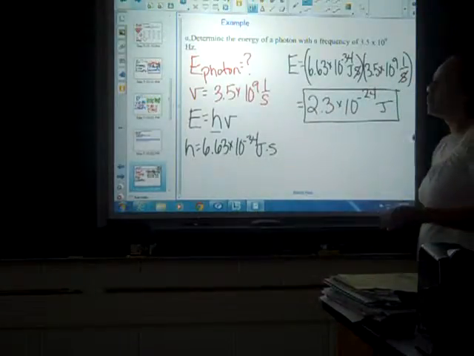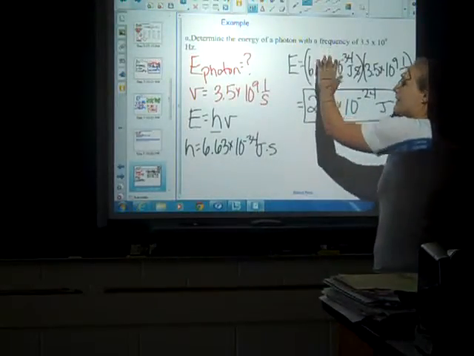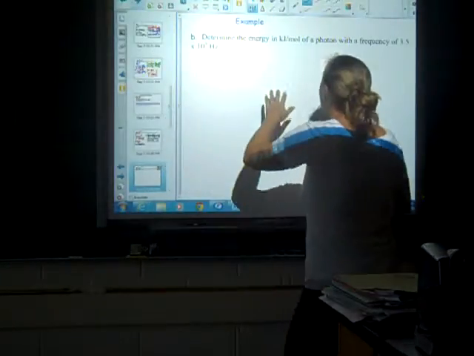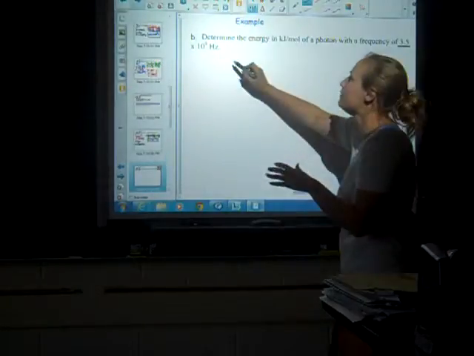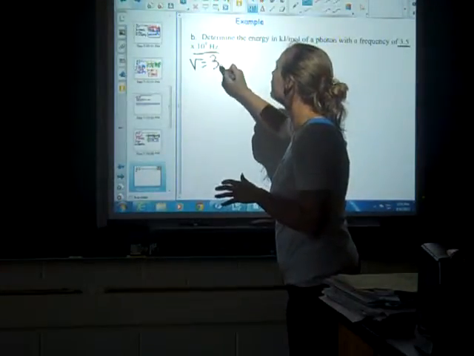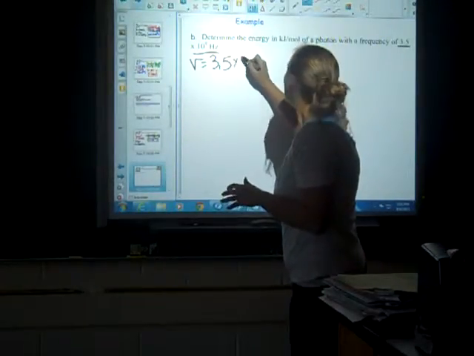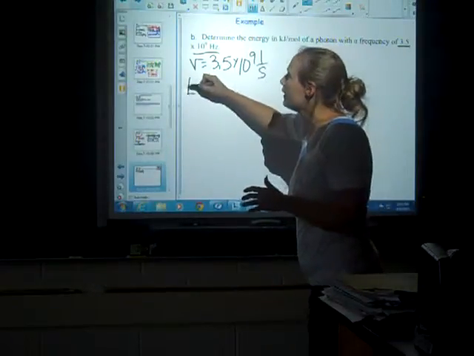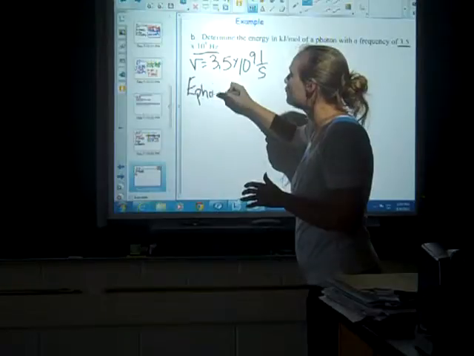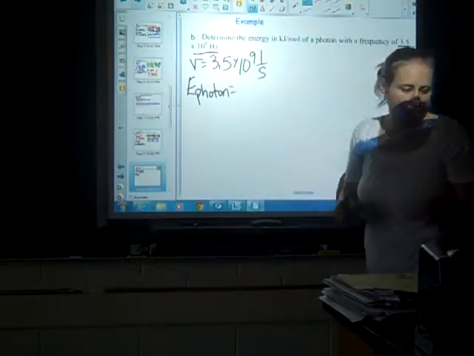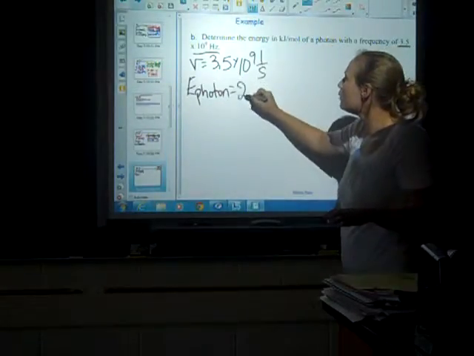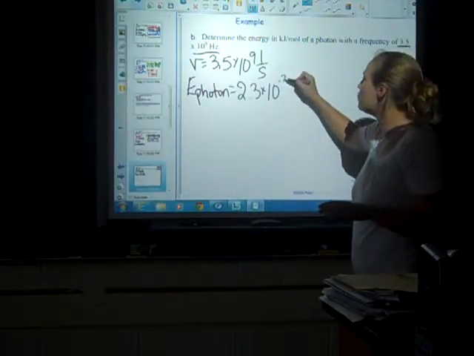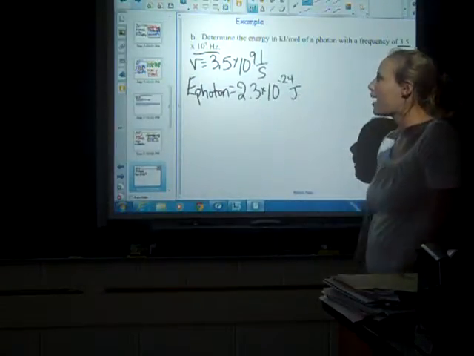Now, for the second part of this example, I'm going to take that same information. So I'm going to take that same frequency, 3.5 times 10 to the 9th hertz, or inverse seconds. I've already calculated the energy of one of those photons. Let me copy that back down. It was 2.3 times 10 to the negative 24th joules, okay?